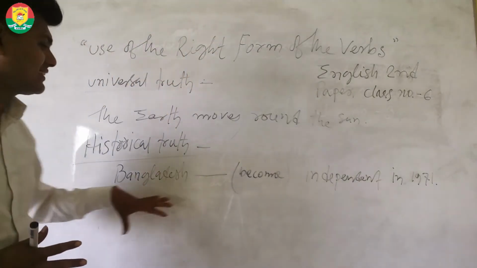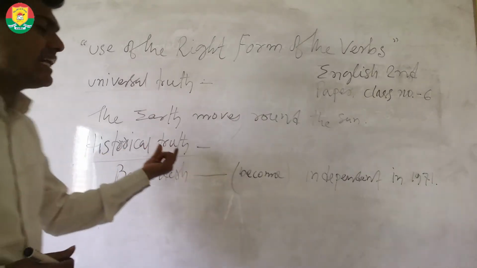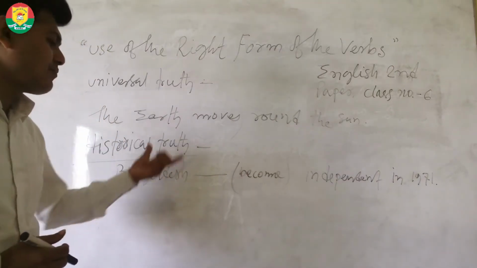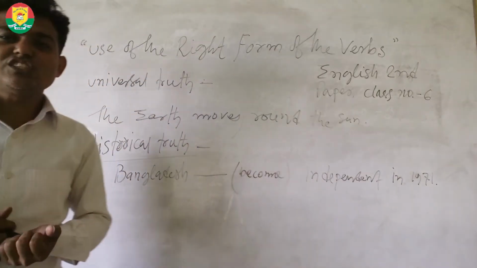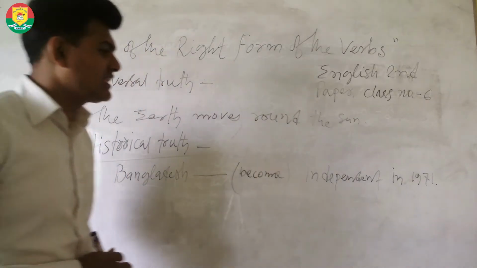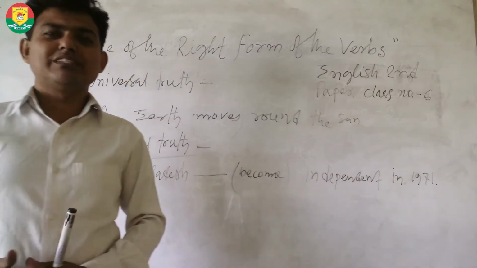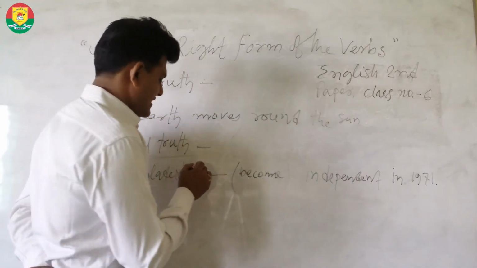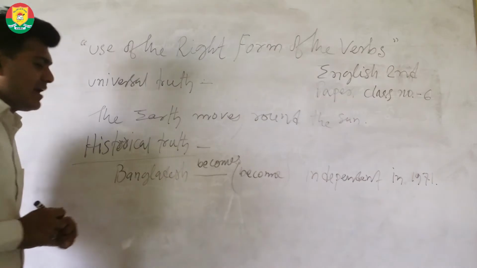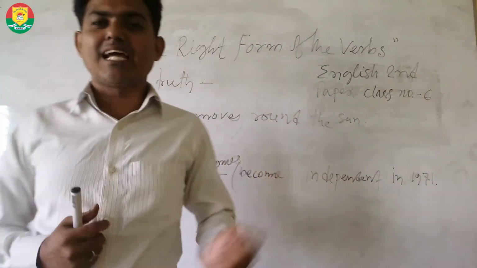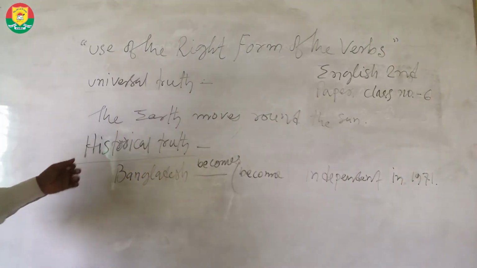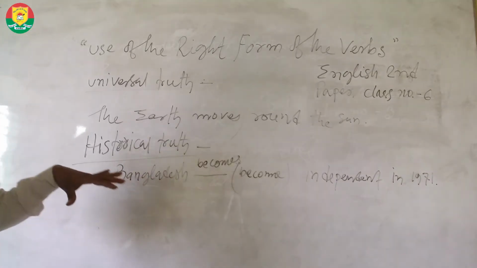Dear learners, the right form of verb for a historical truth: if a sentence states a historical truth, then it may be used in the present indefinite. So the correct answer will be: Bangladesh becomes independent in 1971. This is a prominently appropriate example of historical truth.